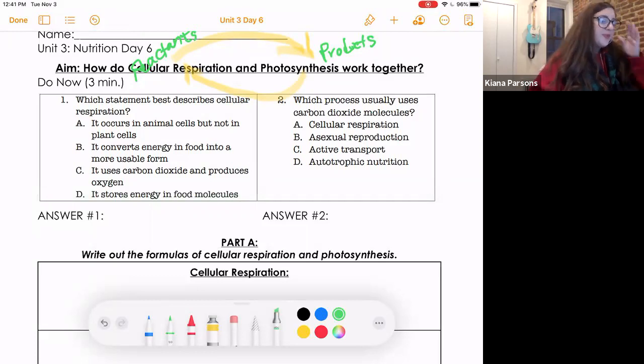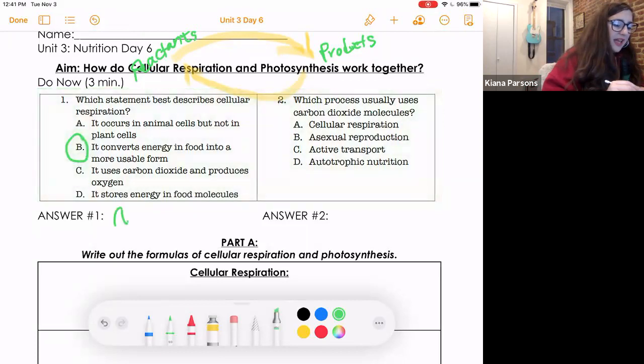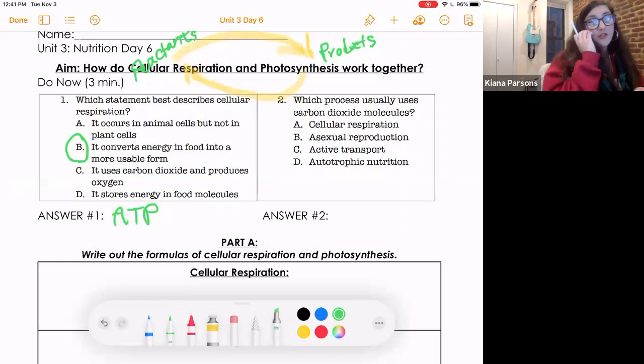So question number 1. Which statement best describes cellular respiration? Cellular respiration converts energy in food into a more usable form, specifically ATP. But this last one here, it stores energy in food molecules. That could be talking about photosynthesis, right? Because photosynthesis harnesses light energy from the sun to synthesize organic molecules, glucose specifically.